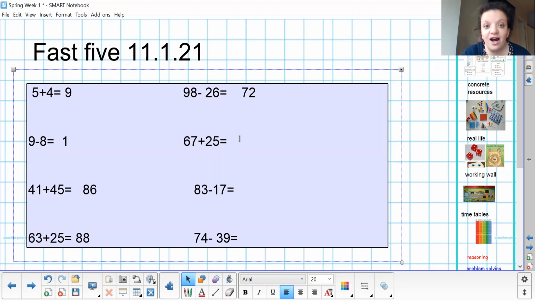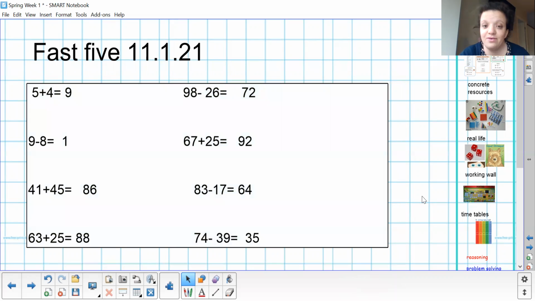67 add 25 is 87, and then add the 5 is going to be 92. 83 take away 17, take away the 10, we get 73. Take away the 7, we get 64. And 74 take away 39, we take away the 30 and we get 44, and then we take away the 9 and we get 35. Okay, well done everybody. If you got them all right, give yourself a round of applause.